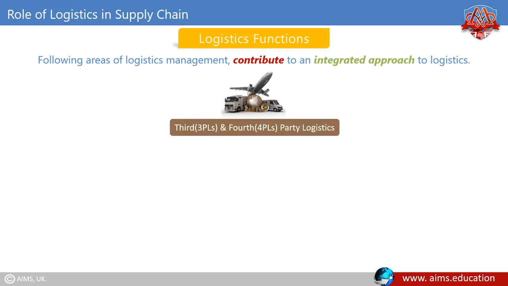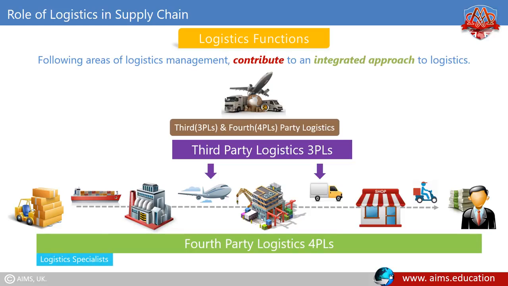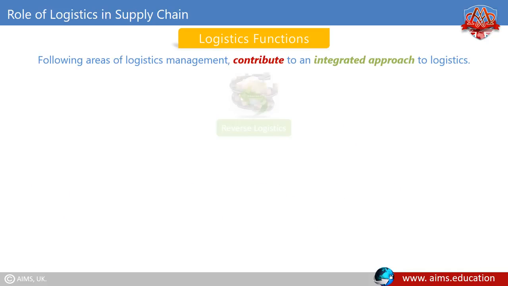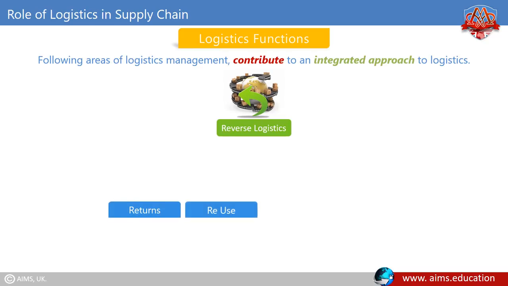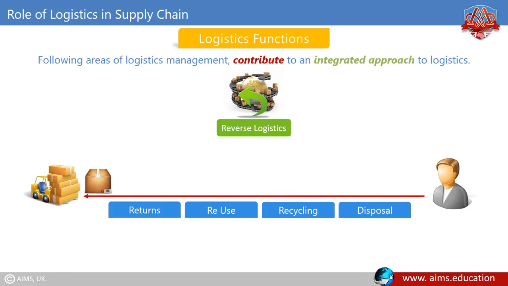Third and fourth-party logistics. Third-party logistics providers actually perform or manage one or more logistics services. Fourth-party providers are logistics specialists and play the role of general contractor by taking over the entire logistics function for an organization. Reverse logistics. It is a way to handle the return, reuse, recycling, or disposal of products that make the reverse journey from the customer to the supplier.